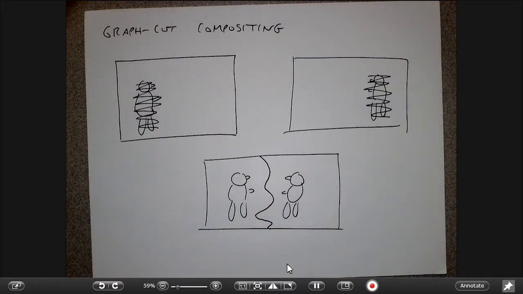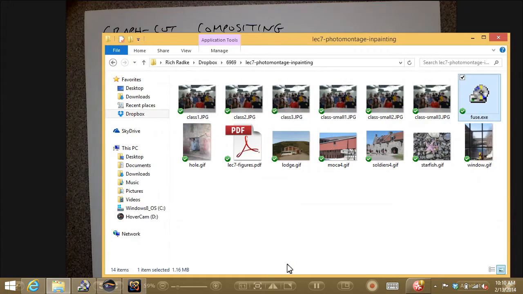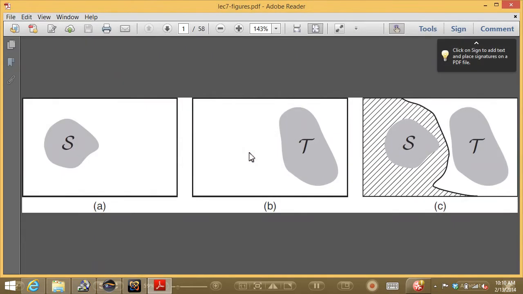Okay, and I believe I have a better picture of this here, right? So this is the nicer version of that picture.